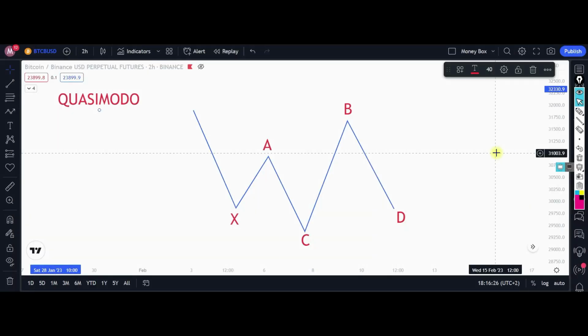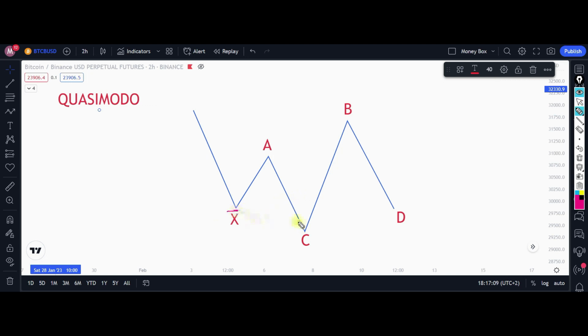And our final pattern is the Quasimodo pattern, which is my favorite. In my smart money pattern video, I mentioned the Quasimodo pattern and said there that smart money and Quasimodo patterns are by far my best and most used patterns, and promised to prepare another video about it. So here are the features of the Quasimodo pattern. It resembles the head and shoulders pattern.